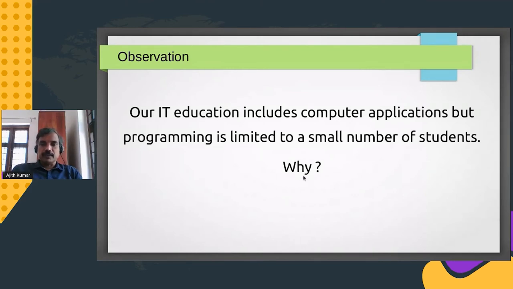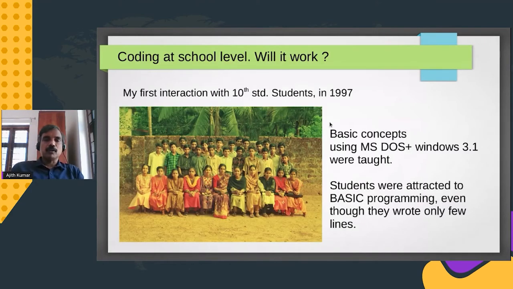And why is that done? Maybe they are not capable. Here I have some personal observation, but it cannot be taken as an authenticated fact. This is only anecdotal evidence. In 97, along with some of my friends, I conducted a vacation camp in one school, in May, after the exams. Around 100 students were there.